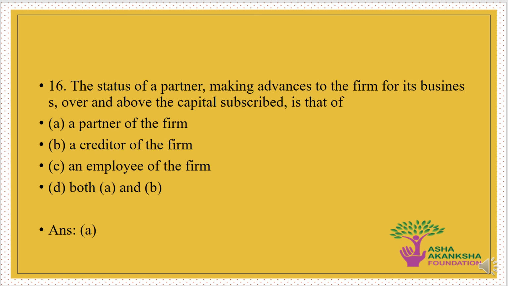The next question is, the status of a partner making advances to the firm for its business over and above the capital subscribed is that of. Options are A, a partner of a firm; B, a creditor of the firm; C, an employee of the firm; or D, both A and B. The correct answer to this question is option A, that is, the status of a partner is that of a partner of a firm.